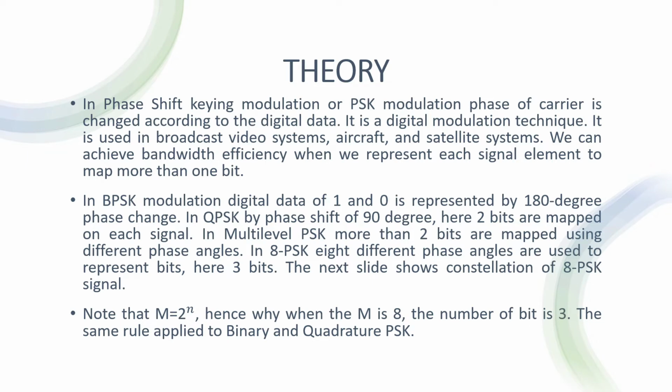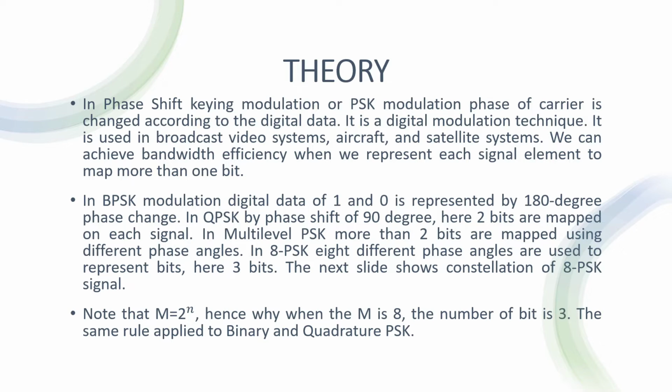In binary PSK modulation, digital data of 1 and 0 is represented by a 180-degree phase change, while in quadrature PSK it is a phase shift of 90 degrees, where 2 bits are mapped on each signal. In multi-level PSK, more than 2 bits are mapped using different phase angles. For example, in 8 PSK, there are 8 different phase angles used to represent 3 bits. In the next slide you will see the constellation of an 8 PSK signal.